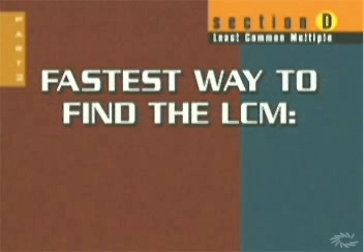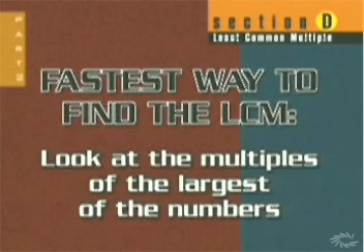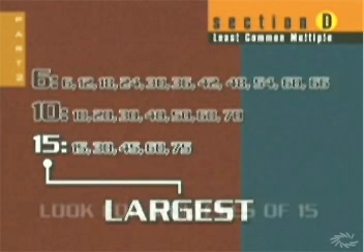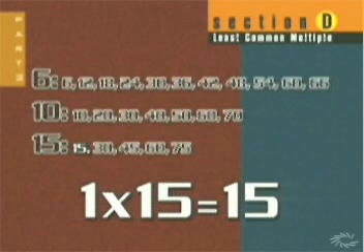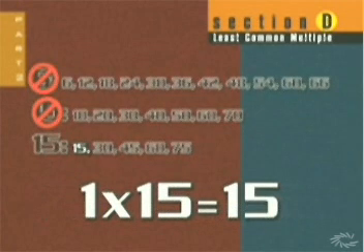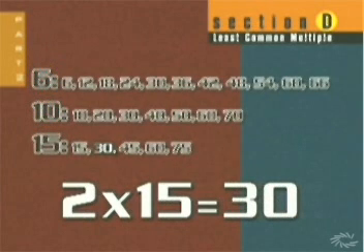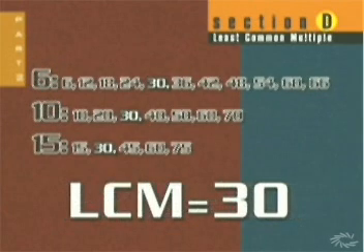When you're listing multiples, the fastest way to find the least common multiple is to look at the multiples of the largest of the numbers. So, for our previous example, to find the LCM of 6, 10, and 15, 15 is the largest number, so you would look to the multiples of 15. First, try 1 times 15, or 15. 15 is not a multiple of 6 and 10, so next try 2 times 15, or 30. 30 is a multiple of both 6 and 10, as well as 15, so our number is 30.